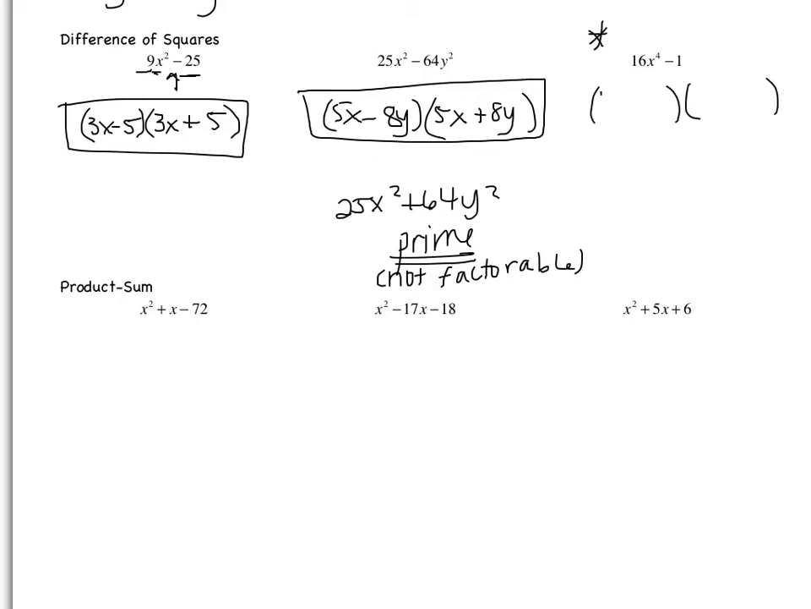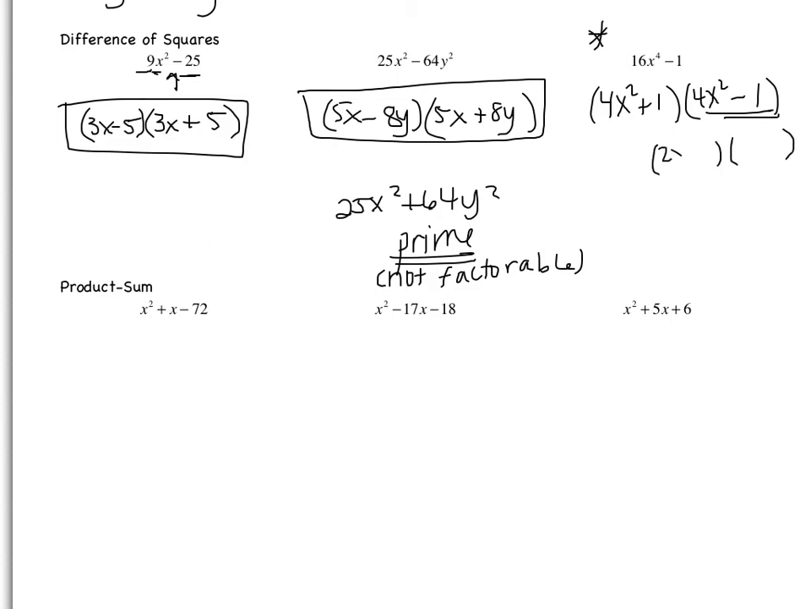Okay, so we should have gotten 4x squared and 4x squared. That gives me 16x to the fourth, and then I get positive 1 and I get negative 1. So hopefully we got that far. Now this one's a little trickier because we notice we have another difference of squares. 2 times 2 is 4, 1 times 1 is 1, so this factors again.